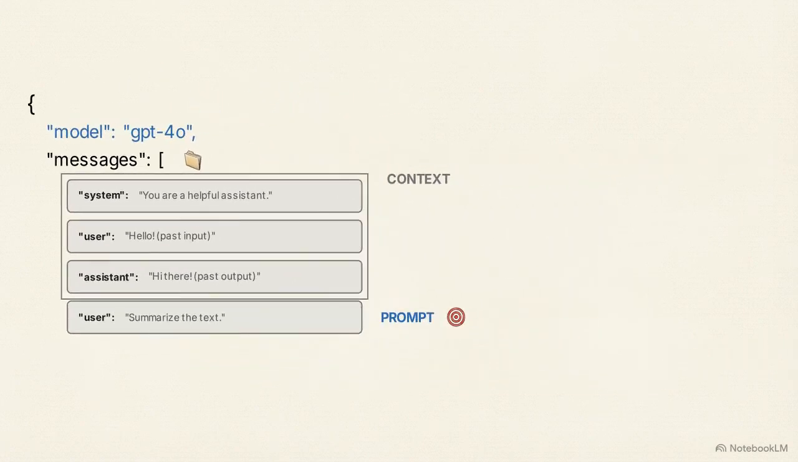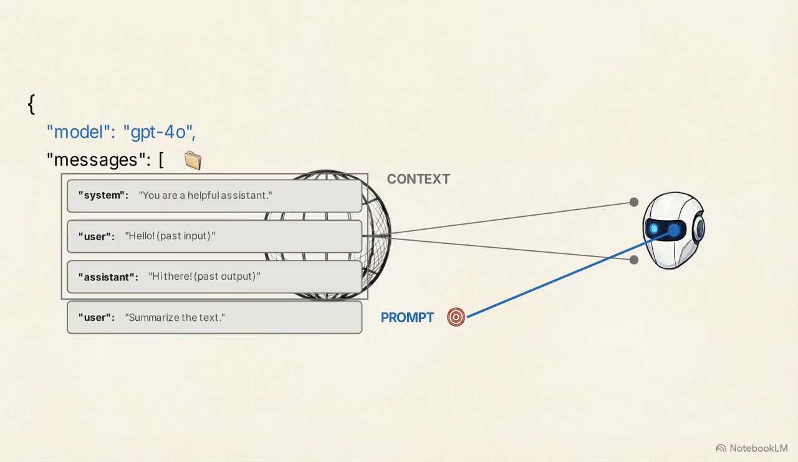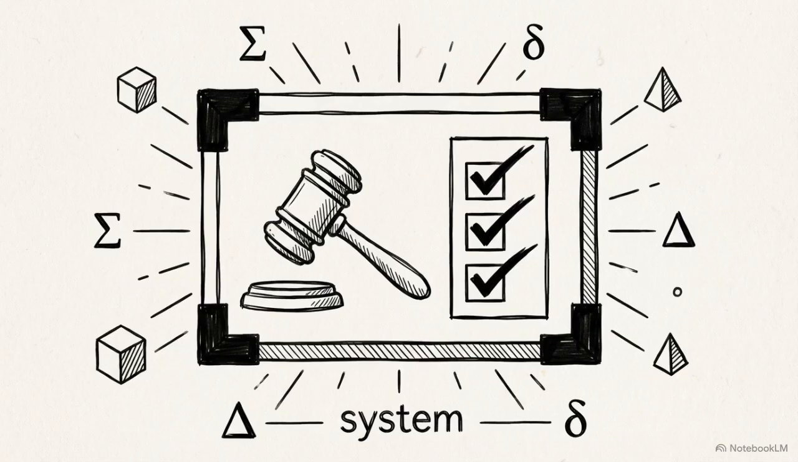Everything else in the payload surrounding that prompt is the context. This acts as the model's working memory. It is the broad informational environment that informs the model's decision-making process before it begins generating an answer. This context is distributed across specific locations.